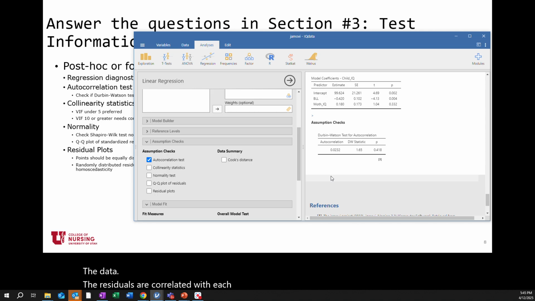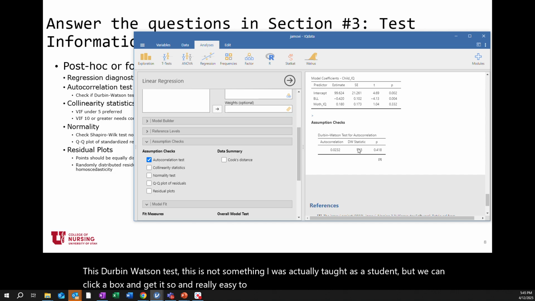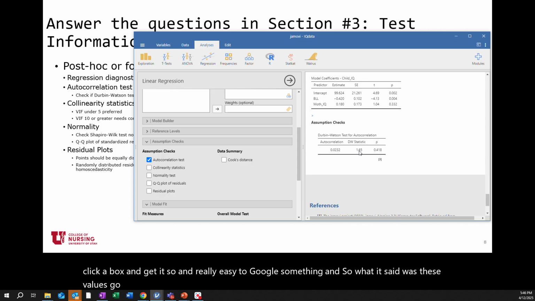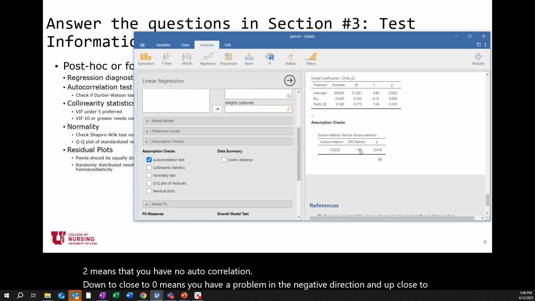And I looked this up, and this Durbin-Watson test, this is not something I was actually taught as a student, but we can click a box and get it. And it's really easy to Google something. And so what it said was these values go from 0 to 4. 2 means that you have no autocorrelation. Down close to 0 means you have a problem in the negative direction, and up close to 4, a problem in the positive direction.